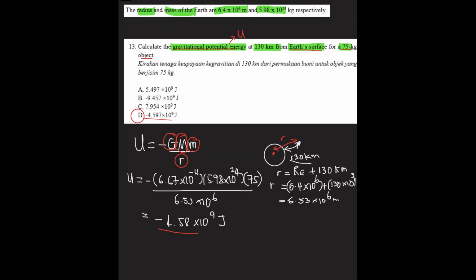Okay, next question. Question 14. A 3.5 times 10 power of 6 kilogram space shuttle orbits at an altitude of 250 kilometers above the Earth's surface. So how long does it take for the shuttle to complete one orbit around the Earth in hours?